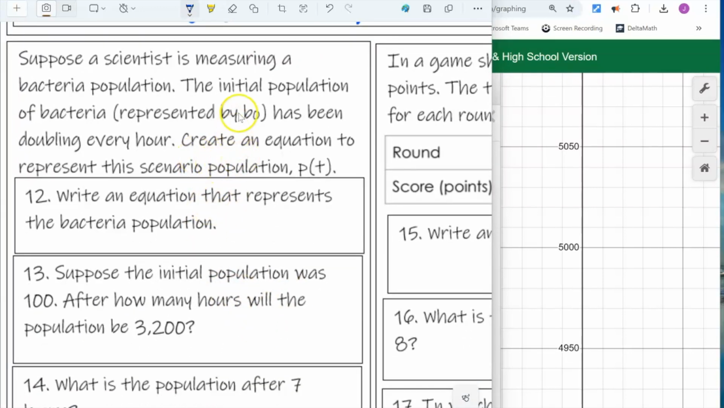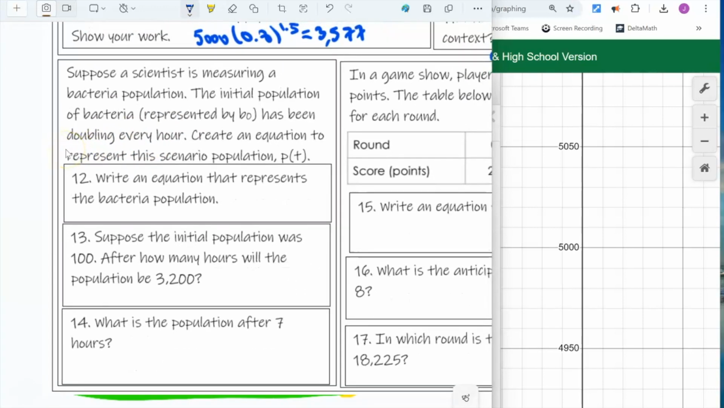The initial population, so what does my initial mean? That's A, is represented by B of O, and has been doubling every hour. So what does double mean? If I double something, if I have $5 and I double it, how much do I have? $10. If I have $10 and I double it, how much do I have? $20. If I have $20 and I double it, how much do I have? $40. So what does double mean? Double means that I'm multiplying by 2, so times 2.